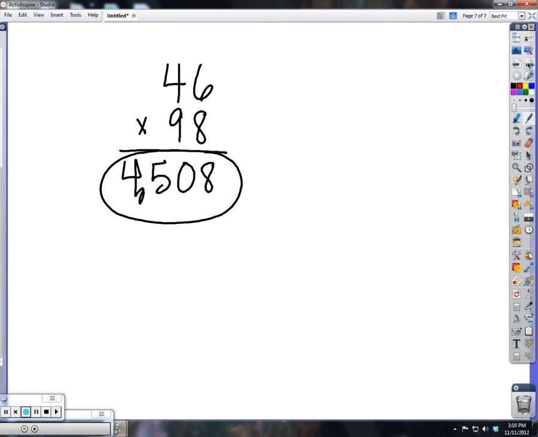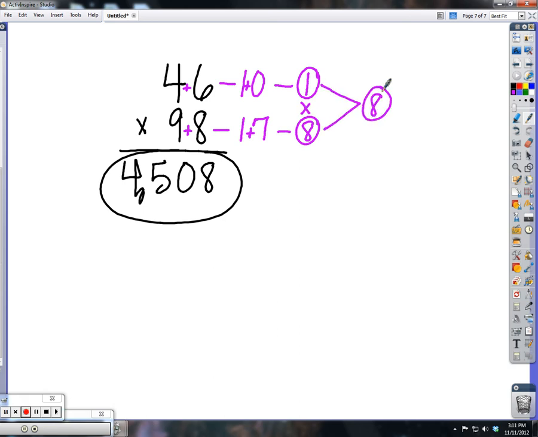Now, on this problem, I simply have the problem and the answer itself. I left out the work in the middle. 4 plus 6 is 10. Repeat, addition, 1 plus 0 is 1. There's my single digit. Multiplier, 9 plus 8 is 17. Repeat, addition, 1 plus 7 is 8. There's my single digit. Multiply the single digits. 8 times 1 is 8.